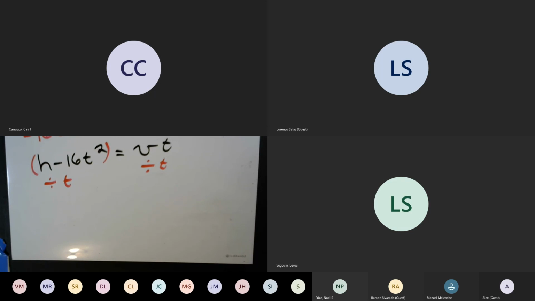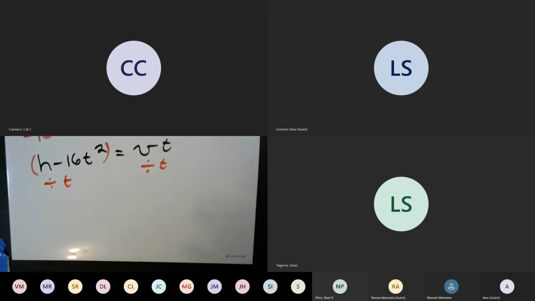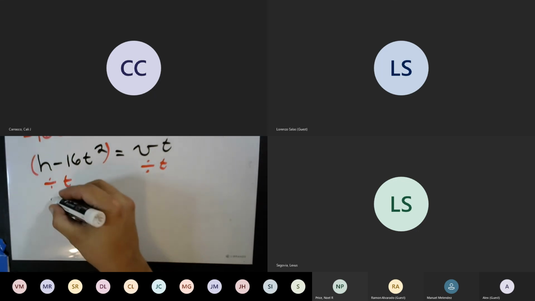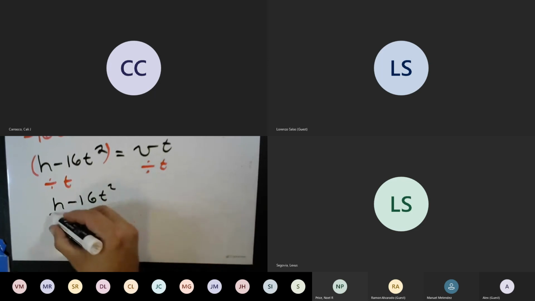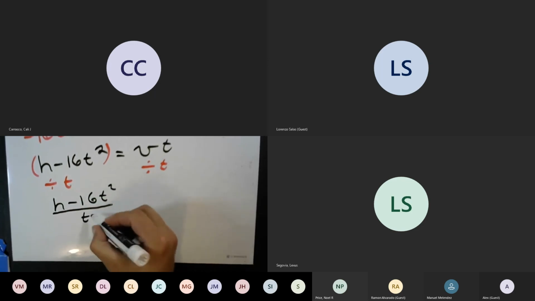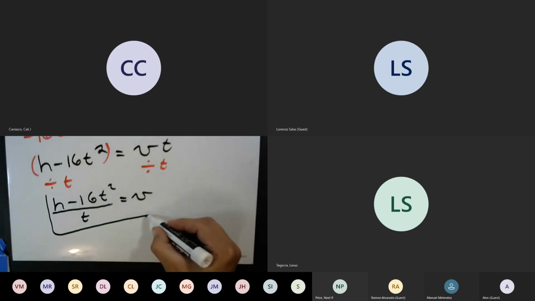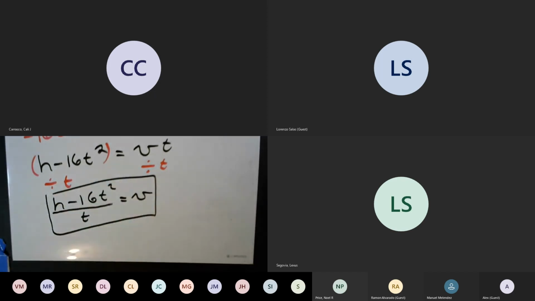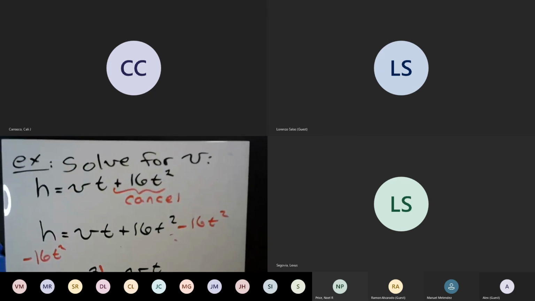So if we follow that, we divide this entire side by T, well, the T is going to cancel out anyway. But then on this side, we'll get h minus 16T squared over T is equal to v. And that's going to be the answer. Let me do one more example, and then that'll be it for today, and we'll get ready for lab.